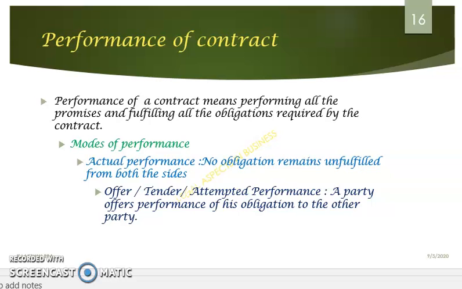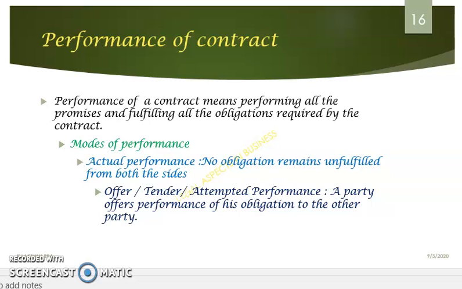For example, A contracts with B to supply 100 liters of coconut oil at rupees 160 per liter on a specific day. On the specified day, A delivers 100 liters of coconut oil to B and B makes a payment of 16,000. Modes of performance: actual performance. No obligation remains unfulfilled from both sides, meaning the parties to the contract have fulfilled their respective obligations.